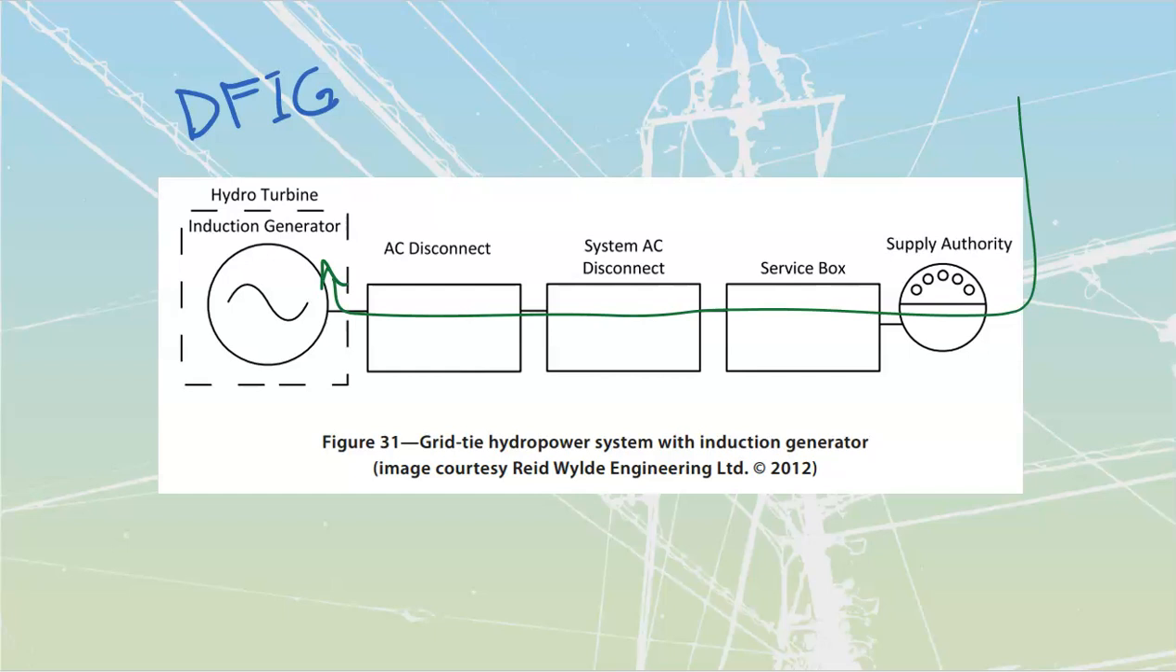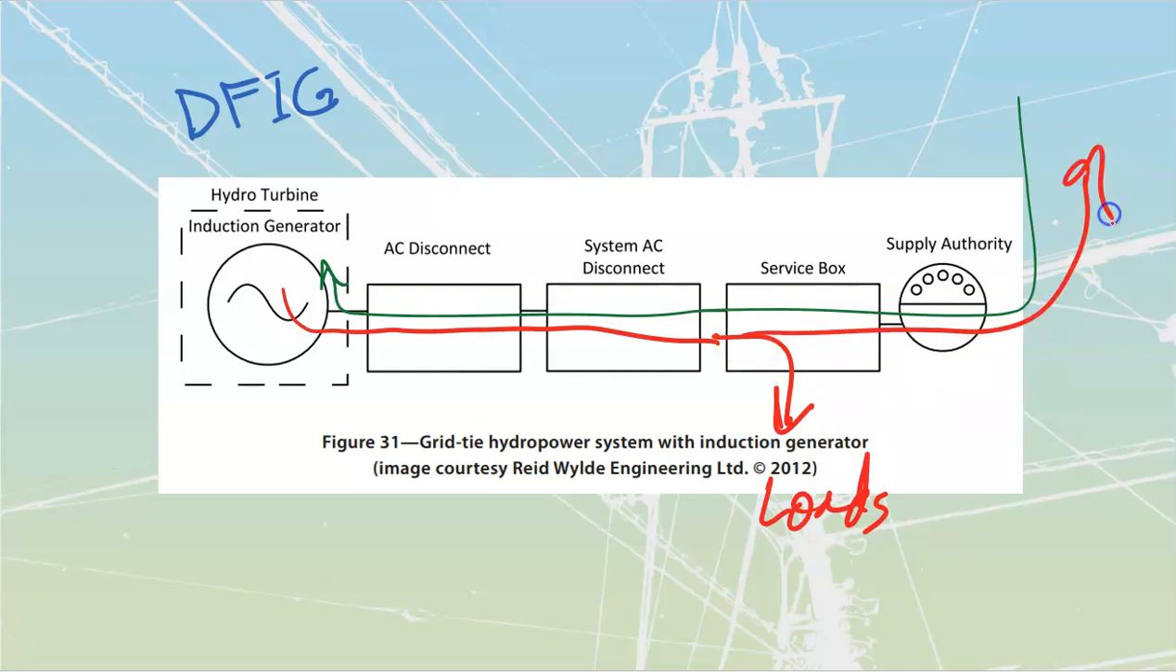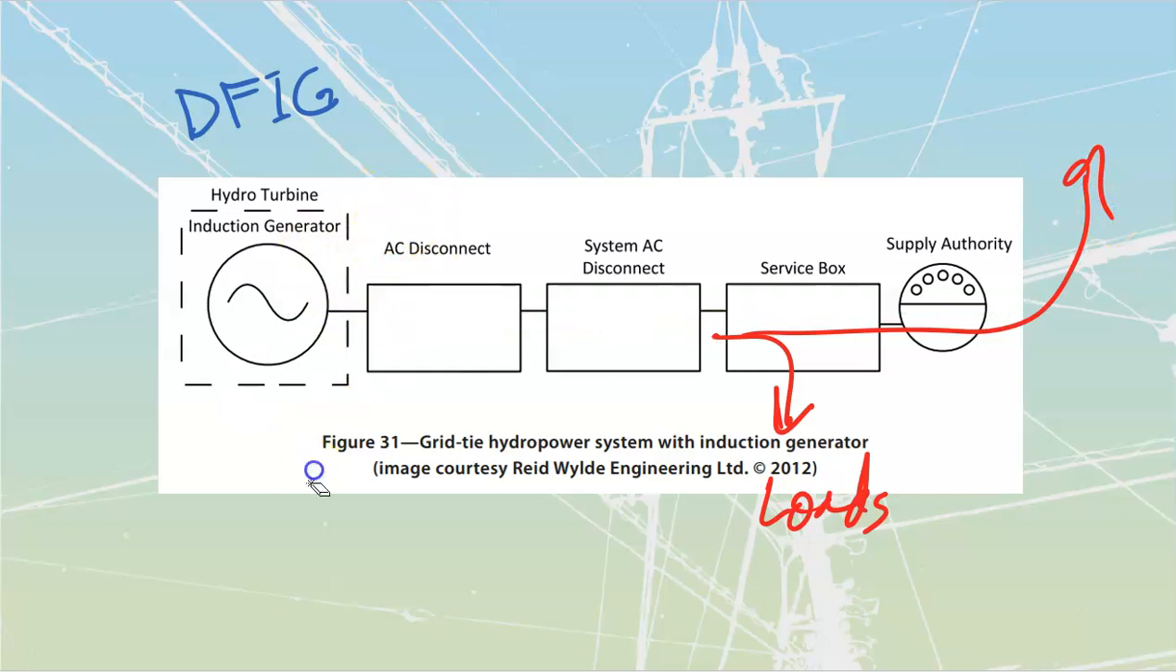We're going to take AC power off of that. That is going to be synced up from there. That AC current, we're going to feed into our service box, where it goes out to my loads downstream from there. And if I have more than what I need, I can feed that back out onto the supply authority. Once again, if I have to shut down my turbine, say a log or a stick has gotten stuck inside of it, in the meantime you would be able to take your power back in from the supply authority.